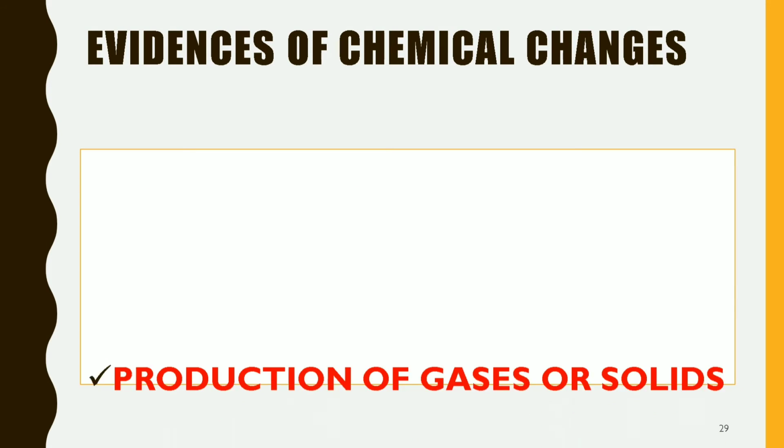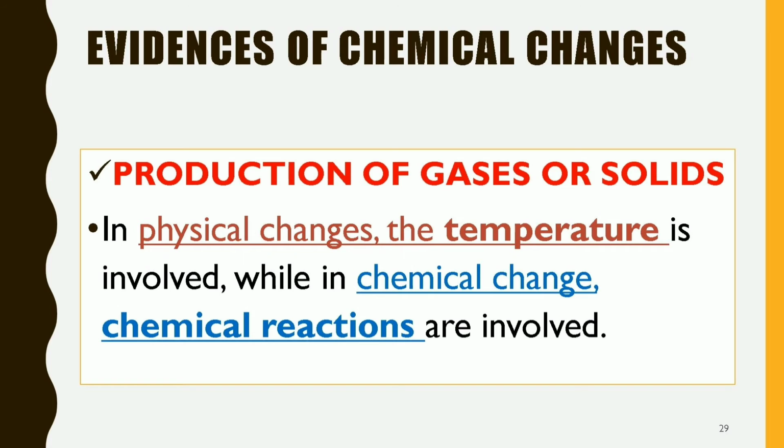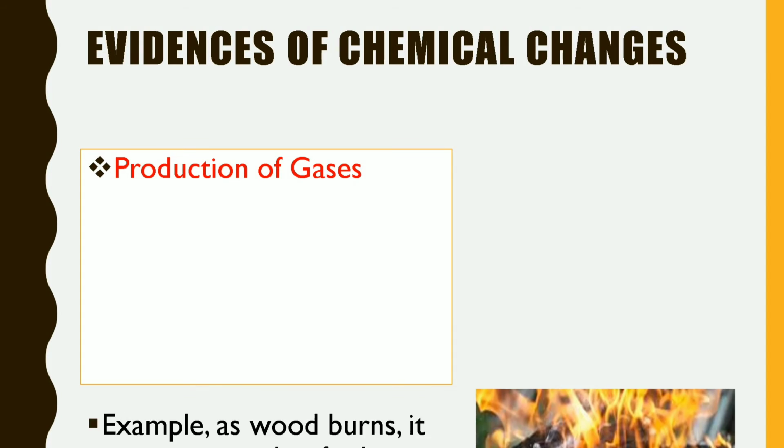Next is the production of gases or solids. It is different from the concept of the phase changes in the physical change. In physical changes, the temperature is involved, while in chemical change, chemical reactions are involved. So, the result of these chemical reactions can be the production of gases in a form of smoke or bubbles.